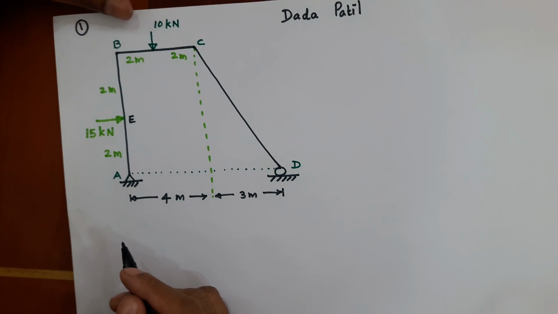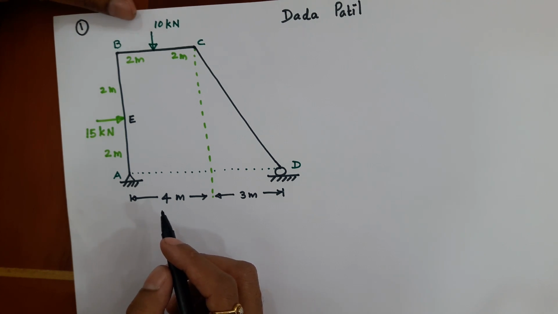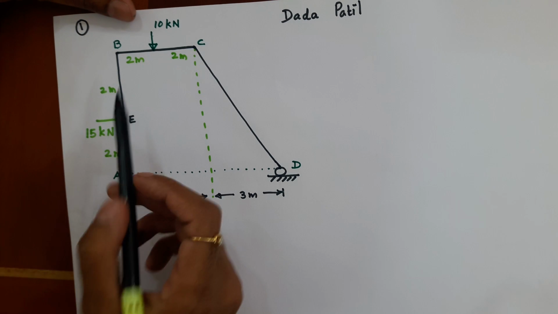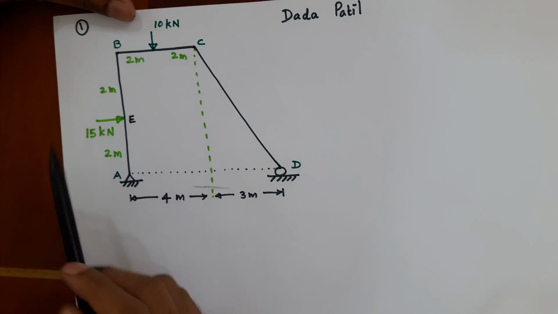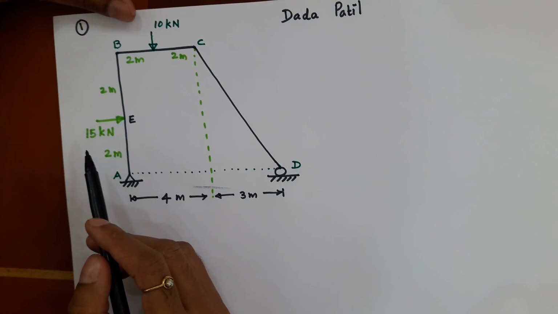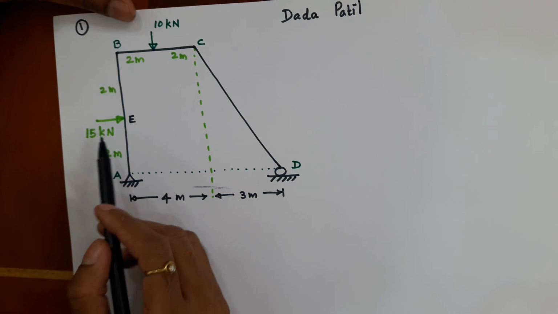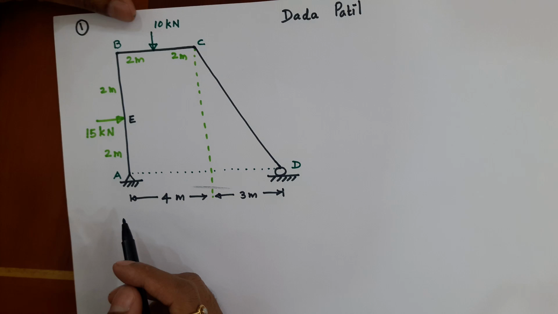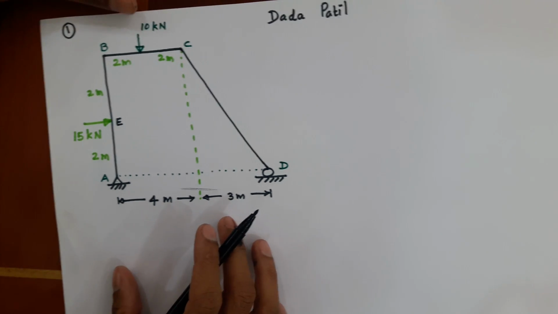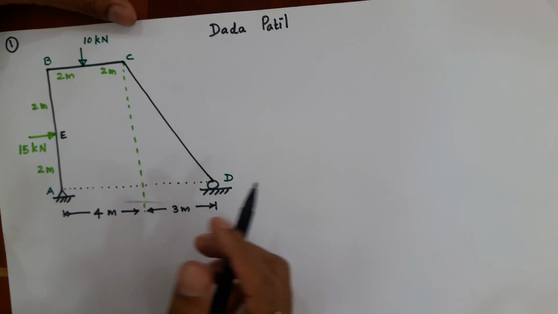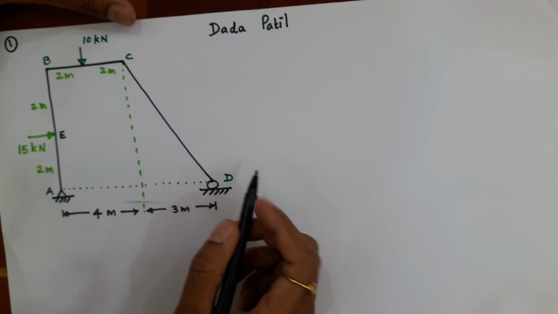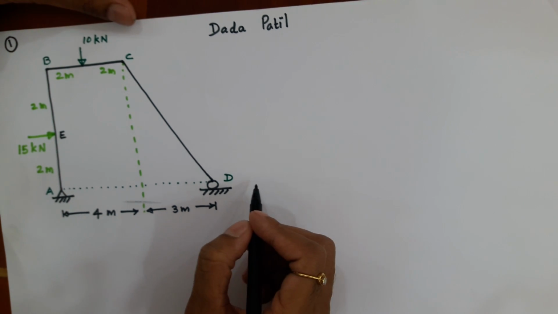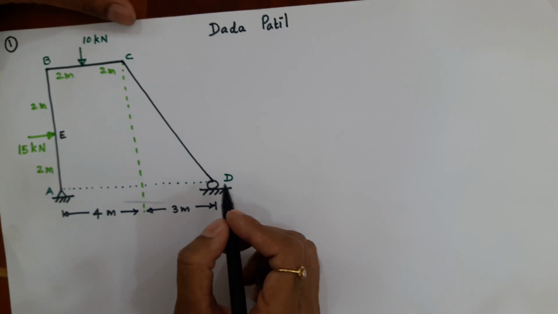Now first, as usual, let us start with calculating the reactions. So if we see the whole frame, it is loaded in horizontal direction only by one load, that is a concentrated load of 15 kilonewton at E. Now already we know from basic engineering mechanics and strength of materials that the roller cannot develop or offer any reaction parallel to its base.